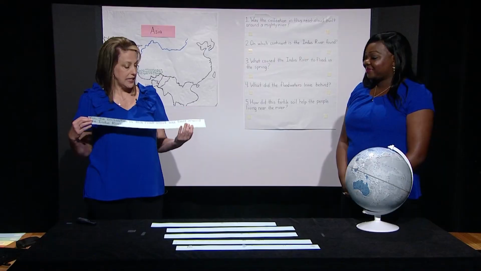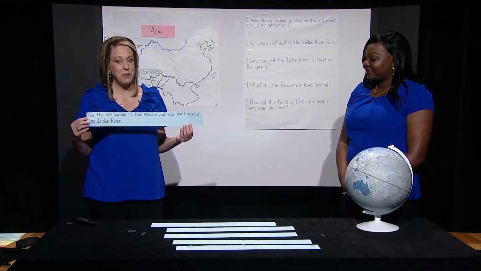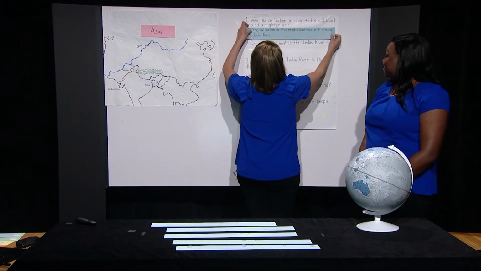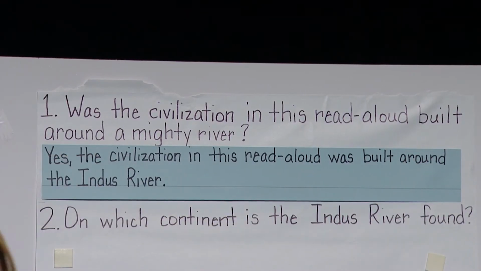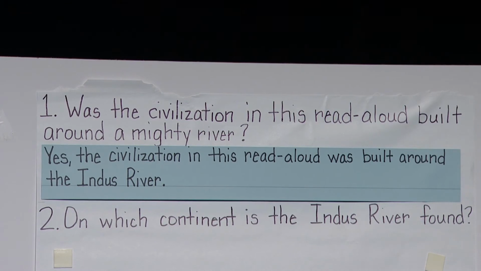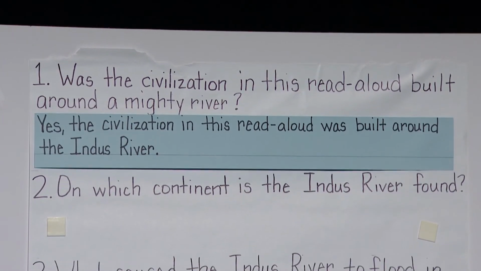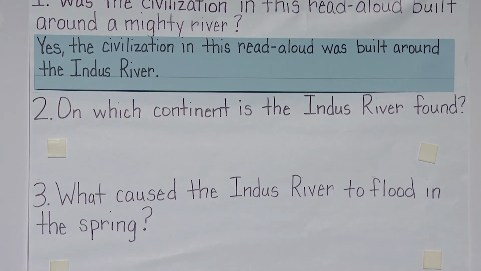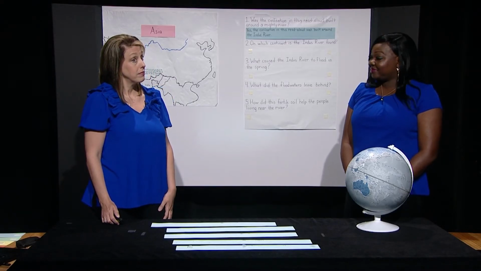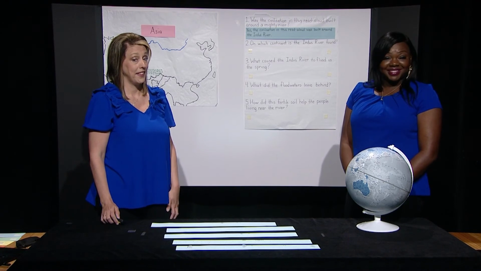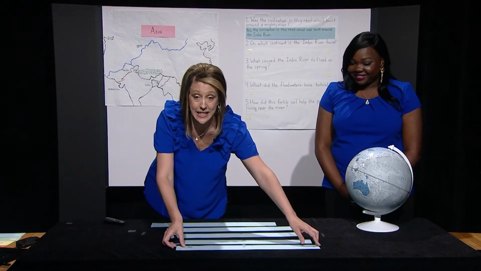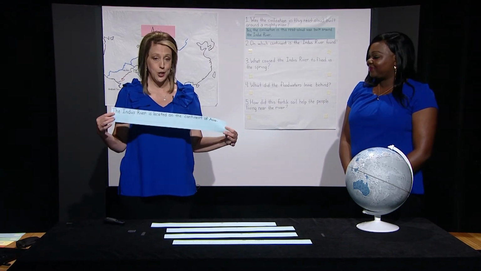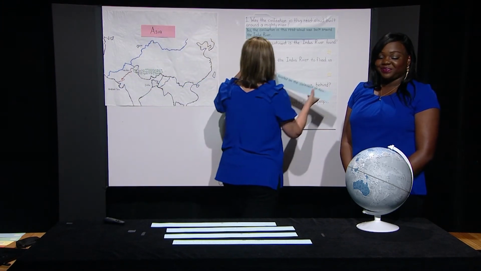Yes, the civilization was built around a mighty river. It was the Indus River. Very good. Question 2. On which continent is the Indus River Valley found? Do you know? The Indus River is located on the continent of Asia. Very good.